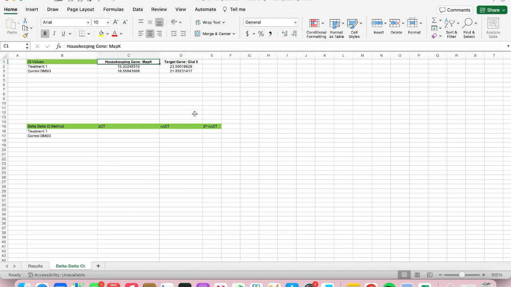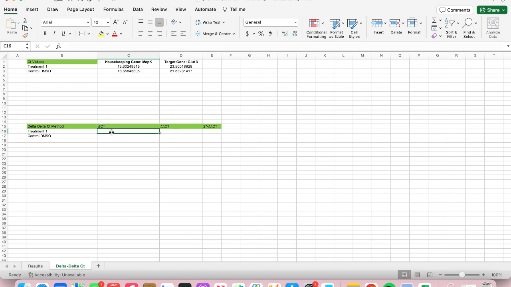We need to normalize for any loading errors against a reference gene. In our case, it will be MAPK. For our analysis, we calculate the delta-delta CT method, which includes 3 steps. 1 will be obtaining the delta CT, 2 will be calculating the delta-delta CT, and 3 will be calculating the 2 to the negative delta-delta CT.